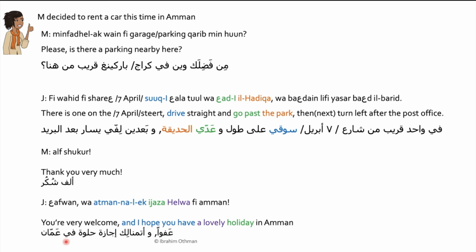So you've got a couple of phrases to memorize. If you're asking for a place, all you need to say is من فضلك وين في, followed by the name of the place, قريب من هون, nearby here. Then people might say, drive straight on or turn left. There are a couple of phrases we need to pay attention to. People might say, سوقي على طول, وعدي الحديقة, drive straight on and go past the park. The park could be the house, the roundabout, or anything else.